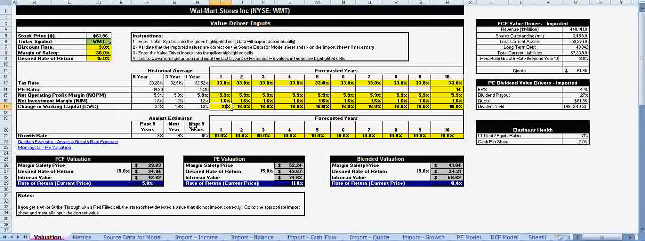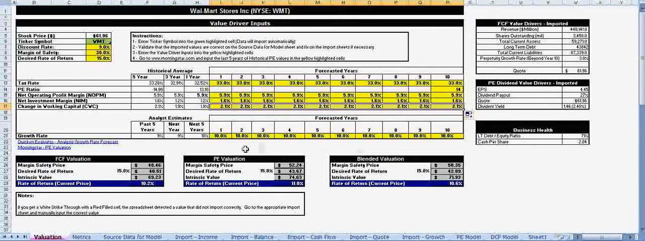And then change in working capital, 2.1%. This one doesn't drive the valuation too much, but it does have some impact. The two most sensitive ones would be the net operating profit and then the net investment margin. Both of those are used along with the tax rate and the change in working capital for the free cash flow model, and then the PE ratio is obviously used for the PE valuation model.